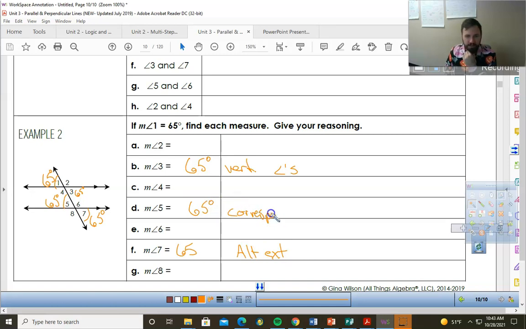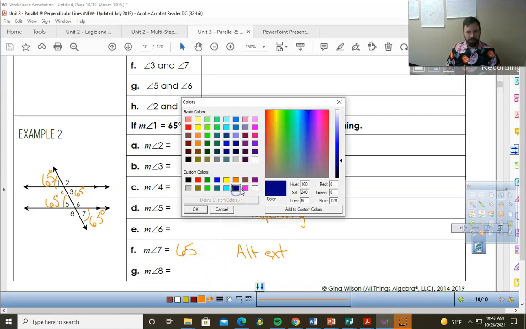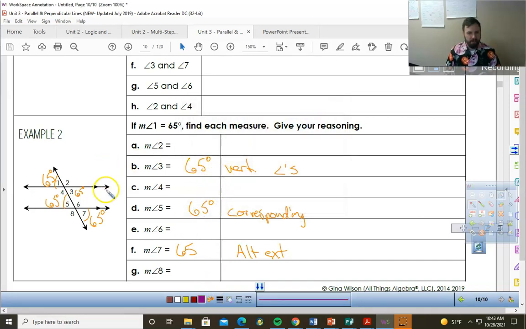Do you see all the ones that are equal? It's a pattern. Let's use purple. So now angle 2. These two angles have to add up to 180, so I know that's 115 degrees, because they form a linear pair.